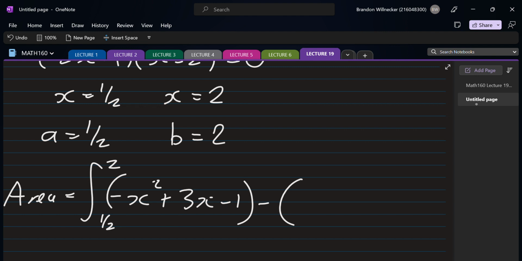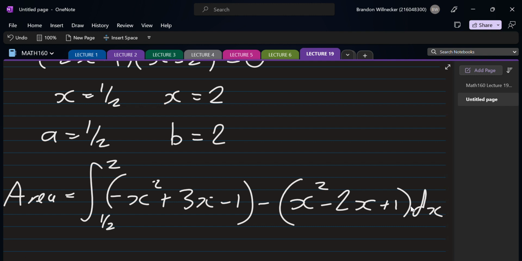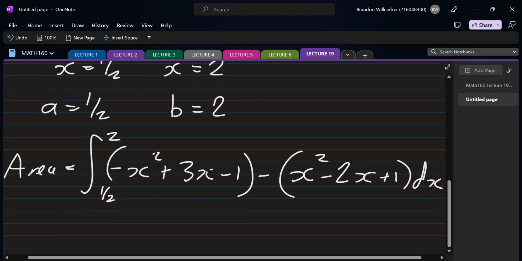Okay, so that will be minus, and then we have x squared minus 2x plus 1. Okay, so I'll put all of that in brackets because with the minus in front, it needs to distribute on each term. Don't just put the minus and then write the function. Okay, because then the minus will only be on the first term. We want to have it distributed on everything.